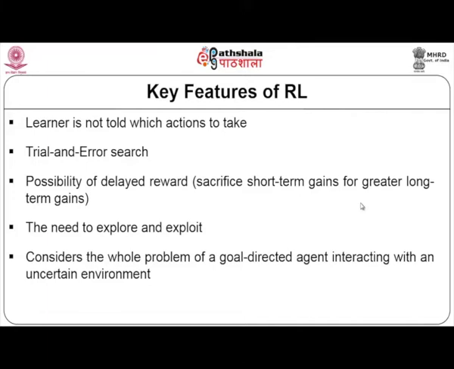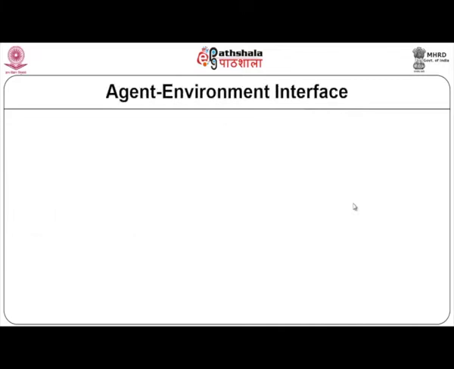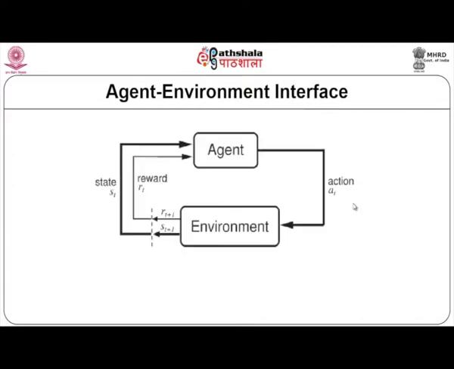Consider the whole problem of a goal oriented agent interacting with an uncertain environment. Please look at these terms here. We are talking about a goal oriented or directed agent interacting with an uncertain environment. Now, let us look at the agent environment interface. Okay. Now, you have the environment and you have the agent. So, from the environment the state ST goes to the agent. The agent does an action based on ST, let us call it AT, the action AT corresponding to the state ST, which acts on the environment.